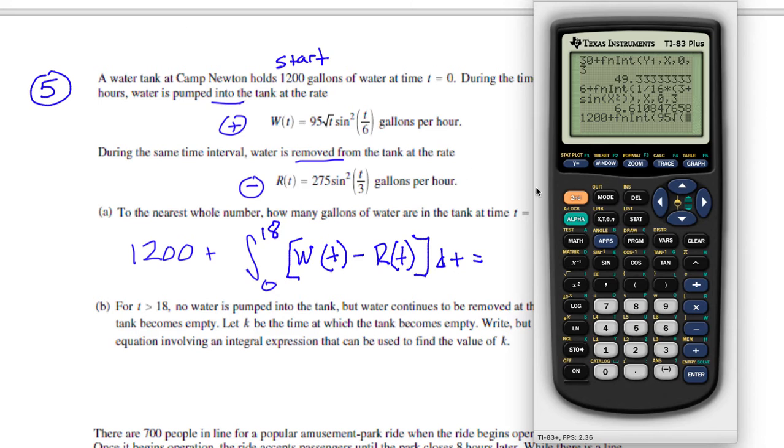All right, so coming back, I'm entering in the t in the parentheses. That's going to be sine of t divided by 6, and then after that, square it. Okay, so that's the first function. And then I'm going to subtract the second function. That's going to be 275, and then it's going to be sine of the same thing, x divided by 3, that quantity squared. Okay, those are all of our functions. Now I do my comma with respect to x from 0 to 18.